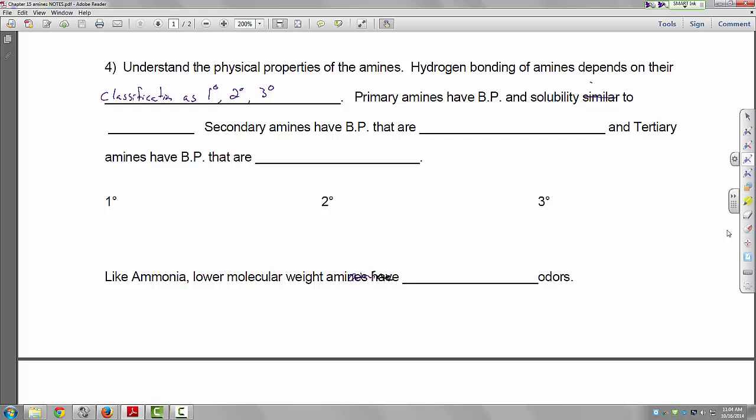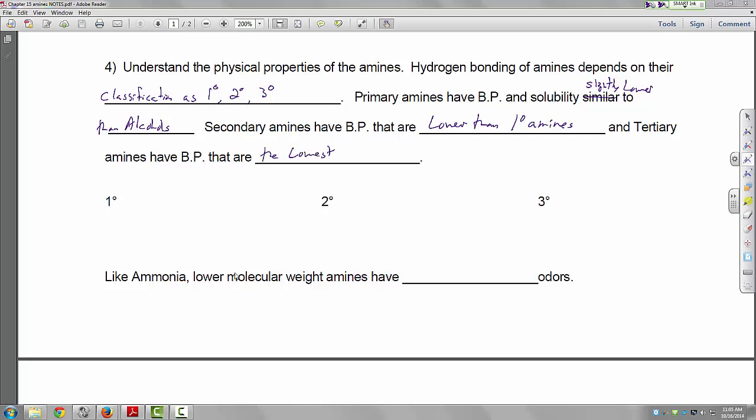Should say slightly lower than alcohols, of obviously the same size, same molecular weight. Secondary amines have boiling points that are lower than primary amines, and tertiary amines have boiling points that are, I'll just say, the lowest.